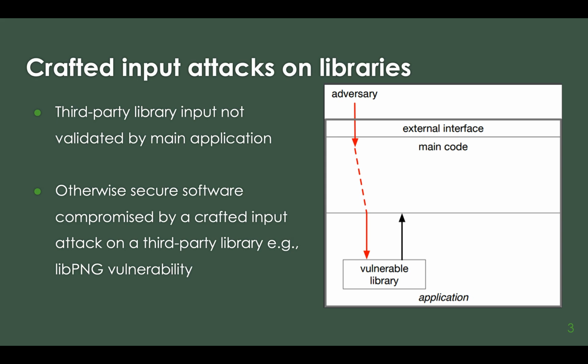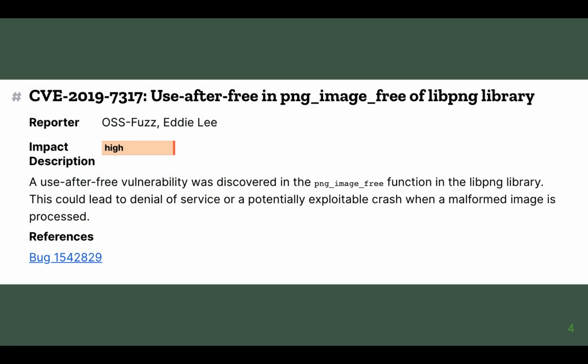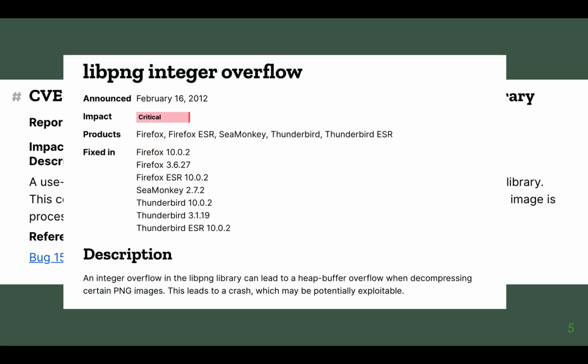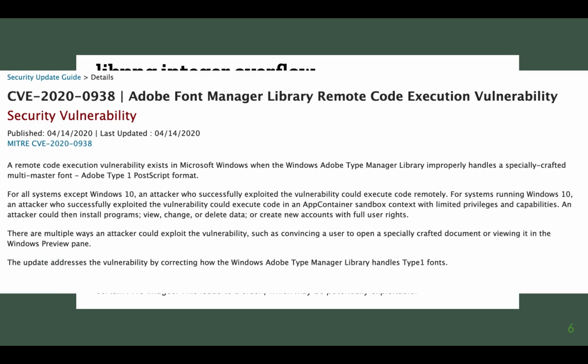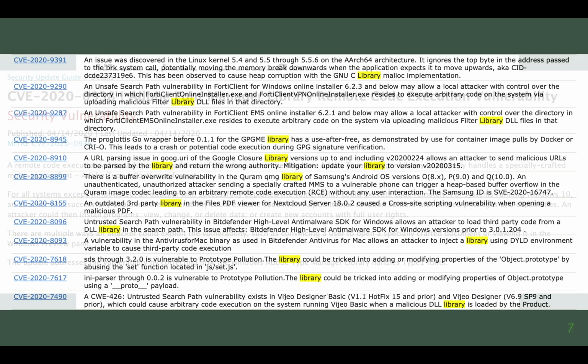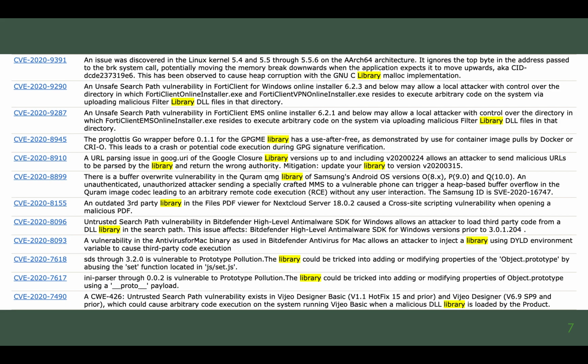And this kind of attack on a library is particularly persistent and it's very common. And we can see it happen over and over again. Here is an example of a crafted input attack on the libpng library, which could potentially allow an adversary to exploit the application. Here's another example. Here's yet another example of another crafted input attack. And if we look this up inside a CVE database, we will find that there are many such cases in which the vulnerability of a third-party library compromises the security of the overall application.